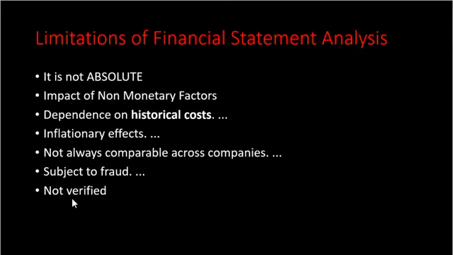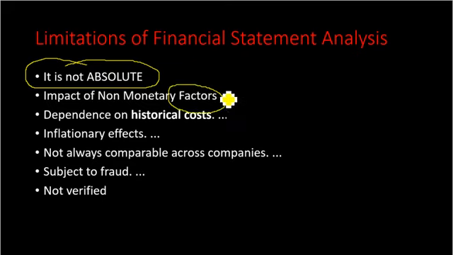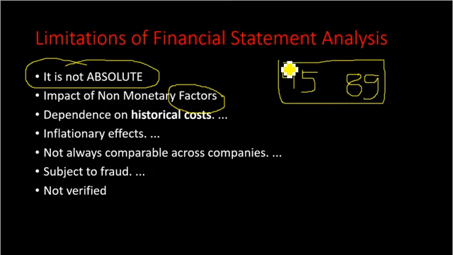Limitations of financial statement analysis. One of my favorite limitations, take note, these are just numbers. These are not absolute measures of your performance. Why? Because there are still other factors that you have to consider. It's like your grade. A student's grade may be 95, while another student may have a grade of, let's say, 89. Are we saying that the first student is more intelligent? Based on numbers, yes, but take note, these are just their grades. There are other factors that you have to consider.